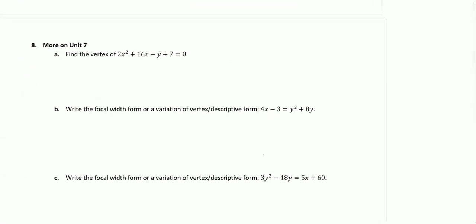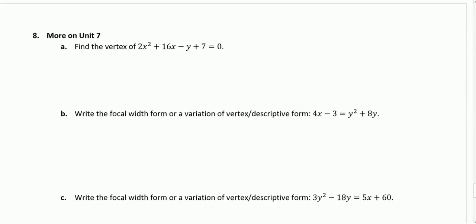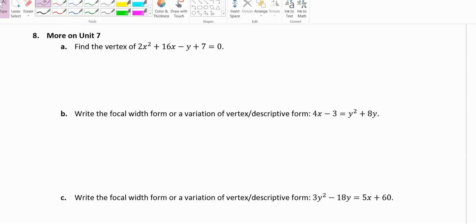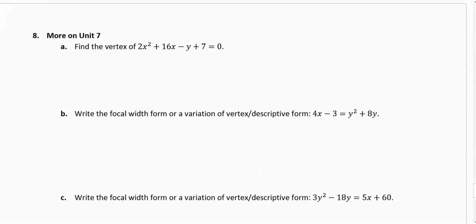So number 8, part A, we're supposed to find the vertex of the given equation. We need to first put it into vertex form. We do that by solving for the variable that's not squared, which is negative y. So I'm going to first add y to both sides of the equation. Turn that equation around so y is on the left-hand side.